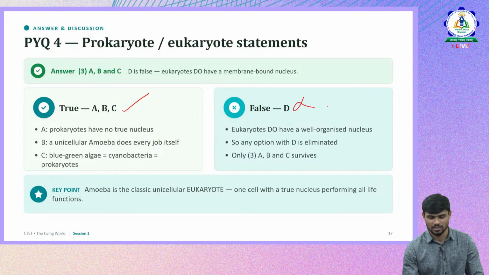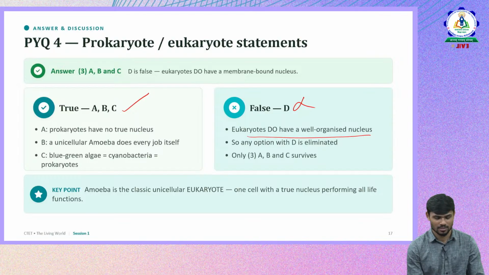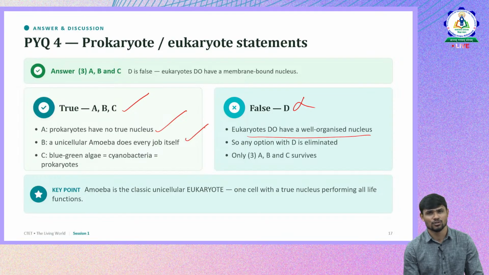So A, B, C is the right answer. The false one is D, because saying eukaryotes do not have a well-organized nucleus is a wrong concept. So only ABC is right. Prokaryotes don't have a nucleus, and the unicellular amoeba does every job on its own, being a single cell organism. And blue-green algae is cyanobacteria. Bacteria is again a prokaryote, so cyanobacteria comes under bacteria and it is a prokaryote. So this is option 4.